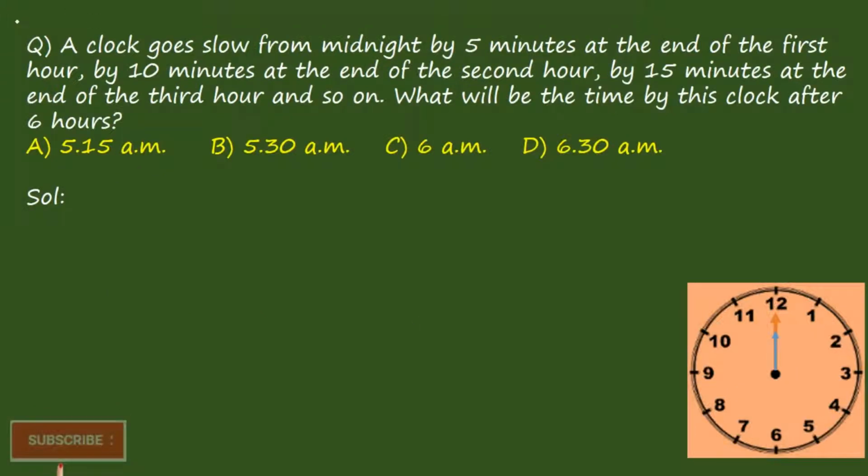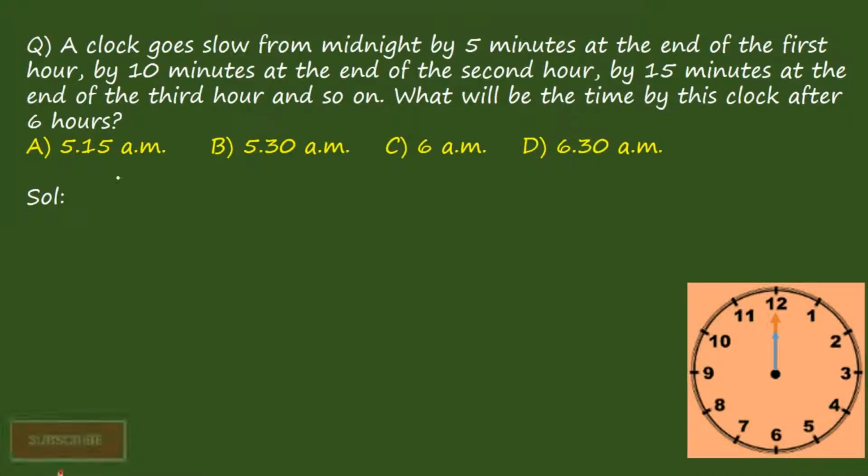The next question is: a clock goes slow from midnight by 5 minutes at the end of the first hour, by 10 minutes at the end of the second hour, by 15 minutes at the end of the third hour, and so on. What will be the time by this clock after 6 hours?